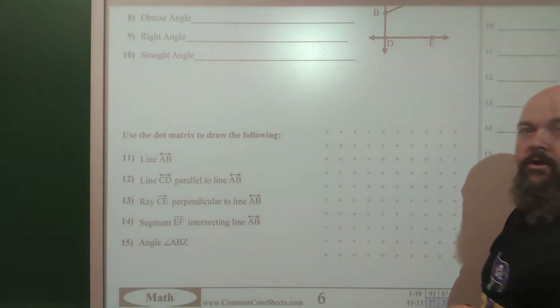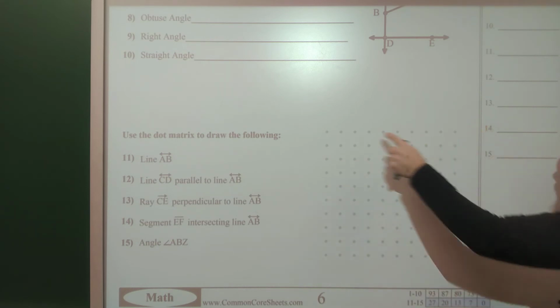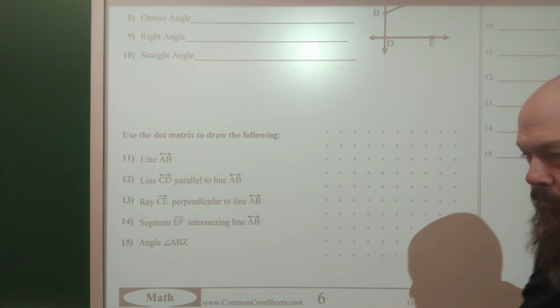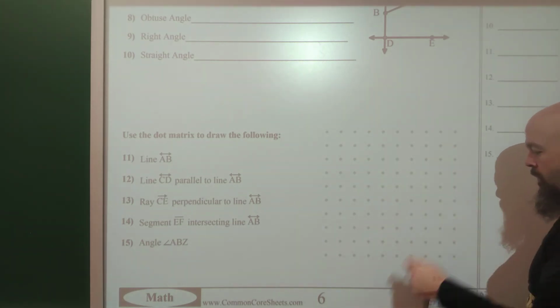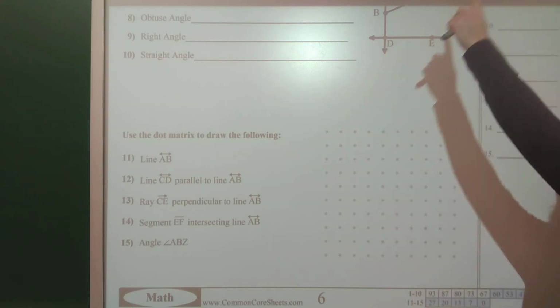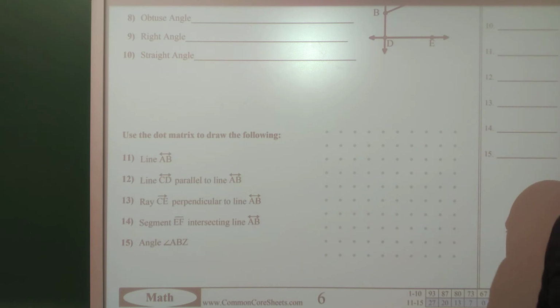And finally, the last section here is what I call a dot matrix. A series of dots in an organized fashion to give you the opportunity to draw within them. Dot matrix. We are creating a diagram like the ones we saw up here, but certain ones in particular.